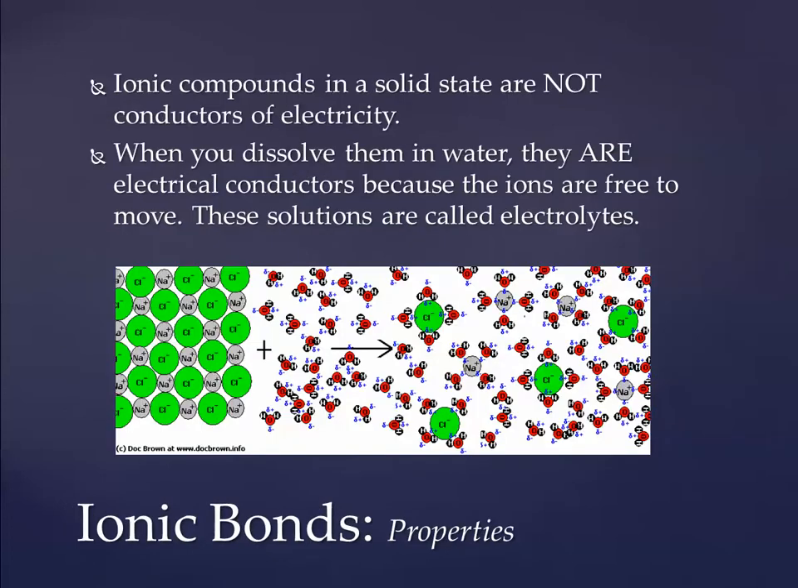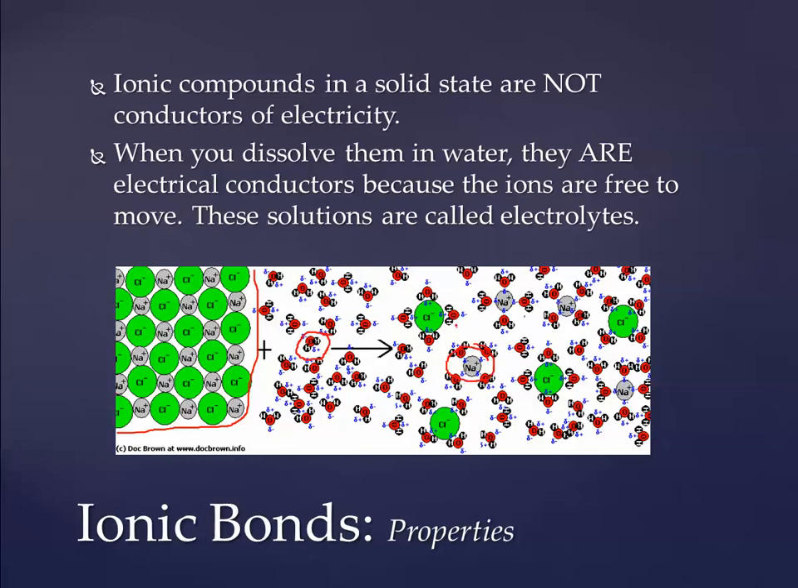So ionic compounds can be either in a solid state or they can be dissolved in water. When they're in their solid state, they do not conduct electricity, but when you dissolve them in water, they become electrical conductors. This is because the ion crystals actually separate. So you have this big salt crystal here, and when it dissolves in water, your crystals are actually going to break apart.